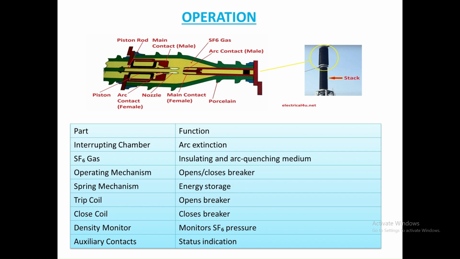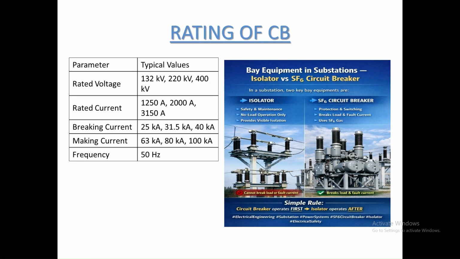Here you can see the inside sectional view of an SF6 circuit breaker. There is an interrupting chamber, the operating mechanism, the spring mechanism, the trip coil and the close coil, the density monitor, and the auxiliary contacts that we'll see in the next slide.